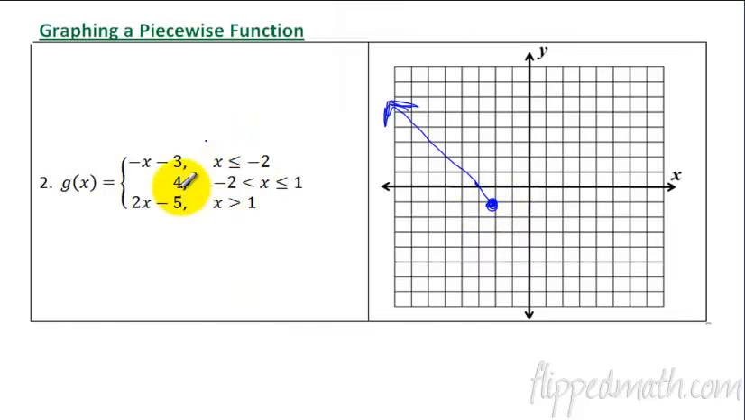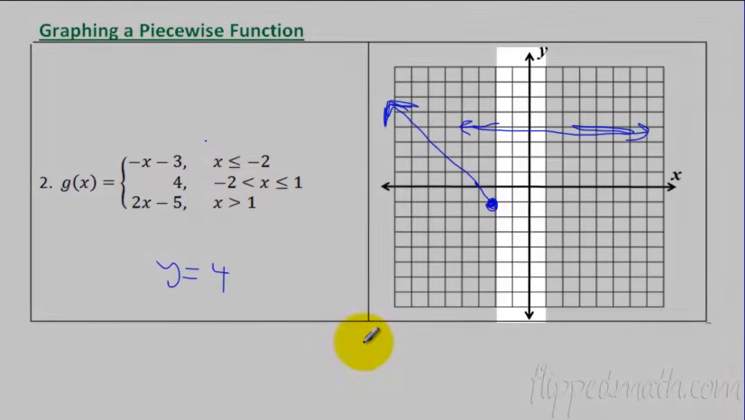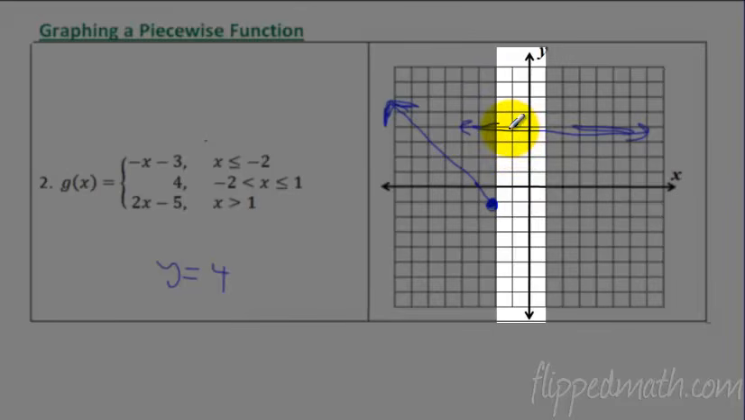All right, now let's do this one. 4. Well, what does that mean? It means y equals 4. Y equals 4 is just a flat line, a horizontal line, way up here. 1, 2, 3, 4, right up here. Okay, so again, remember you want to use a pencil very lightly, and then look at the window. So let's pull up the window here. You're only looking between negative 2, which is right here, and 1, which is right here.